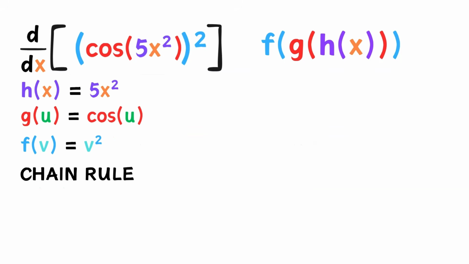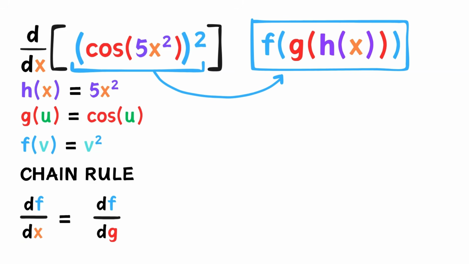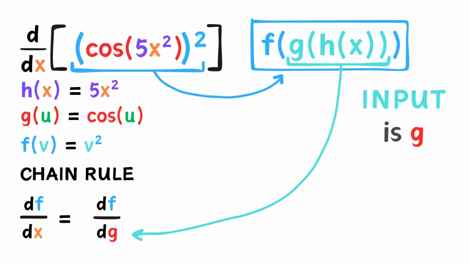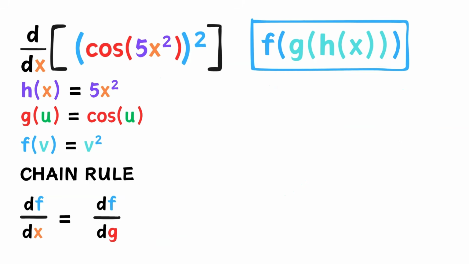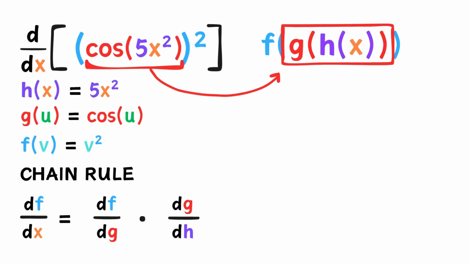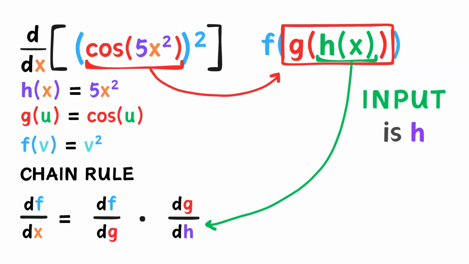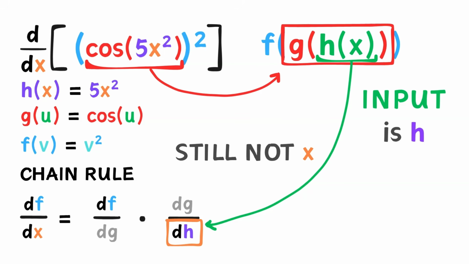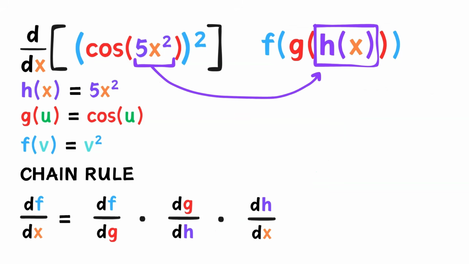Alright, let's use the chain rule. We want to find the derivative of f with respect to x. However, if we take the derivative of f right away, it will be with respect to its input, which is g, not x. So let's multiply this by the derivative of g with respect to its input, h. Now, we have the derivative of f with respect to h, not quite x. So let's multiply this by the derivative of h with respect to its input, x. Now, we see that the derivative will be with respect to x.